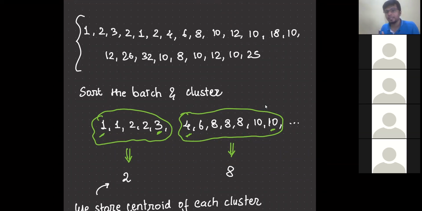The way I'm creating clusters is, let's say my cluster would break when the difference between the lowest value and the highest value of my cluster is, let's say, 2. As soon as the difference goes beyond 2, I'll break the cluster. So 1, 1, 2, 2, 3 becomes my first cluster. Then 4, 6: here this would have become my second cluster and this would have become my third cluster.